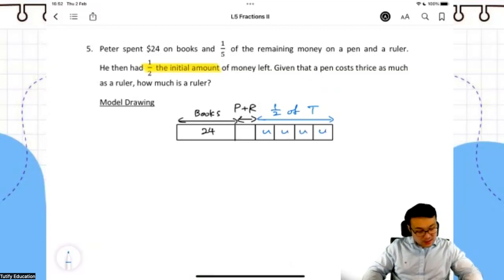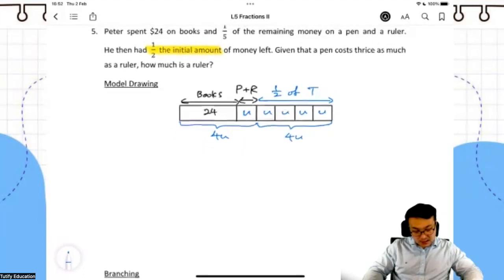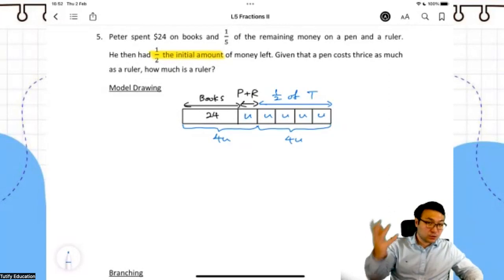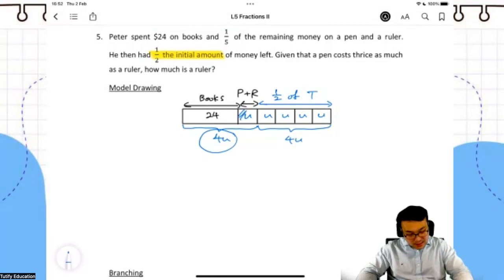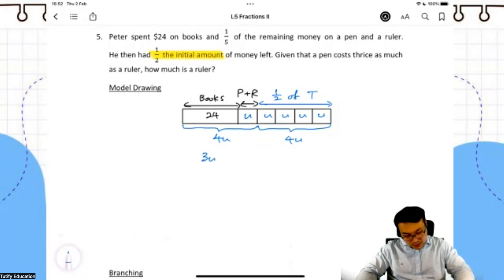So if this 4 units is half, doesn't it mean that this is also the other half, 4 units? Right, students? Okay. So if that's the case, Yuzia, can you volunteer for this? Can I ask you, the $24 is equivalent to how many units? 3. Yes, very good. Because this is 4 units, you minus this 1 unit here, you are left with 3 units. So that means 3 units is already 24.